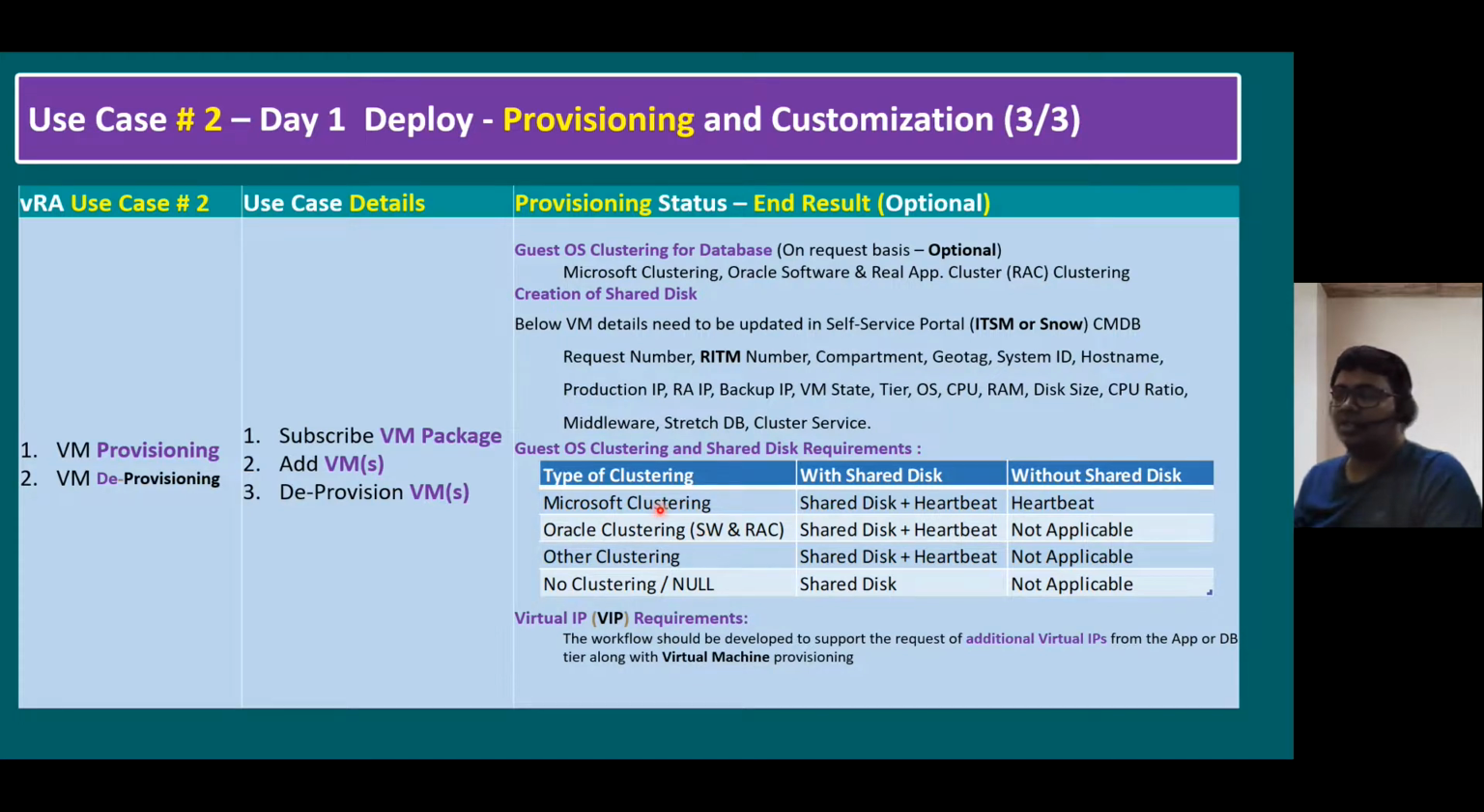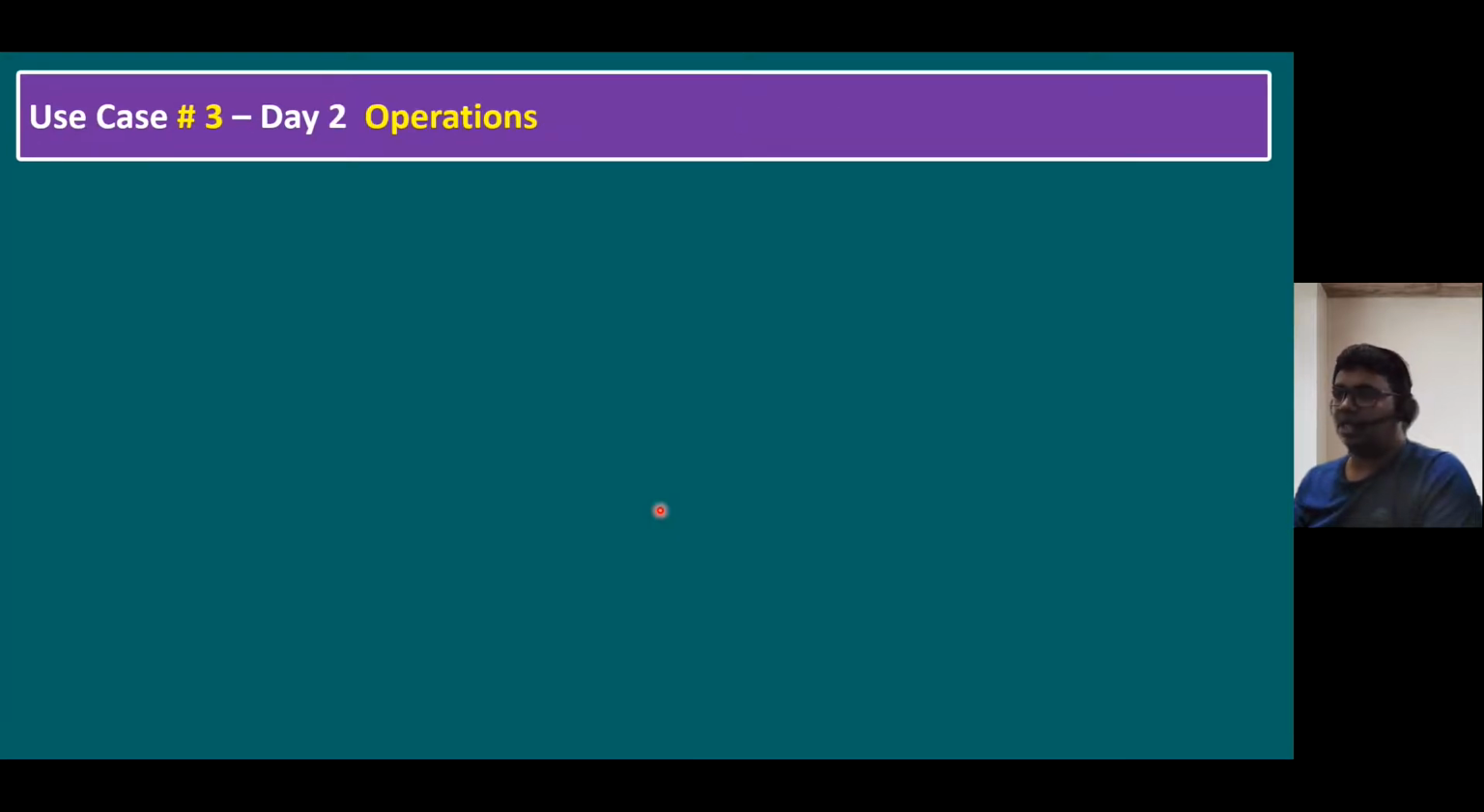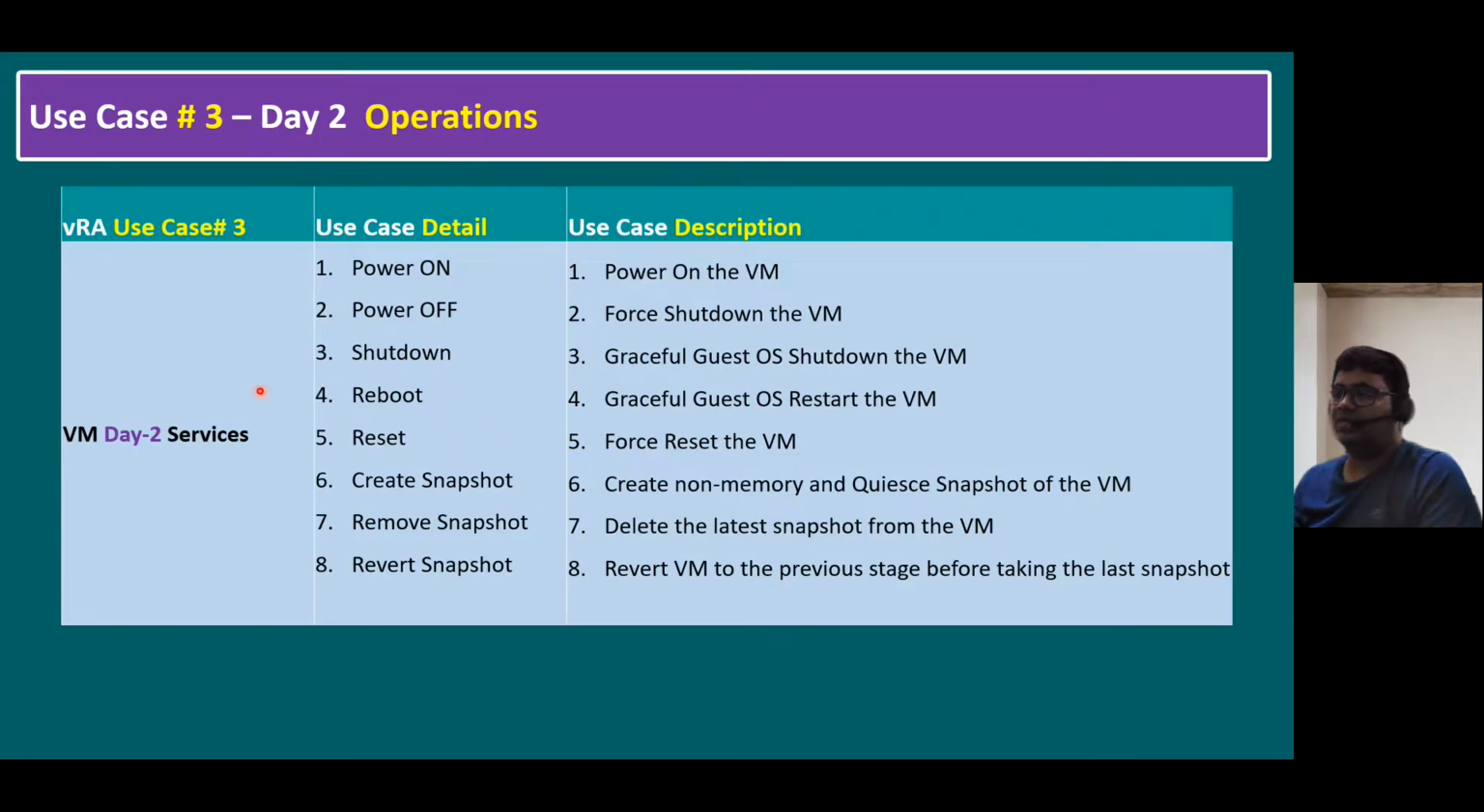But usually we perform all these options manually. When you are using vRA, all these options can be automated. But how we are going to automate is our core concept. Okay. Now, let's talk about another use case, use case 3, day 2 operations. Within day 2 operations, these are familiar tasks. Normally, virtual machine day 2 services like power on, power off, shutdown, reboot, reset, and snapshot. Okay, and these are our usual tasks.